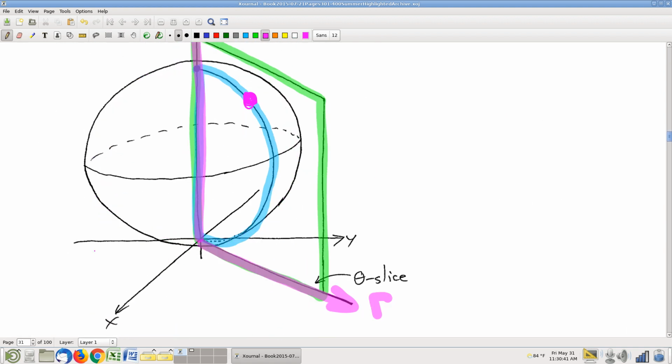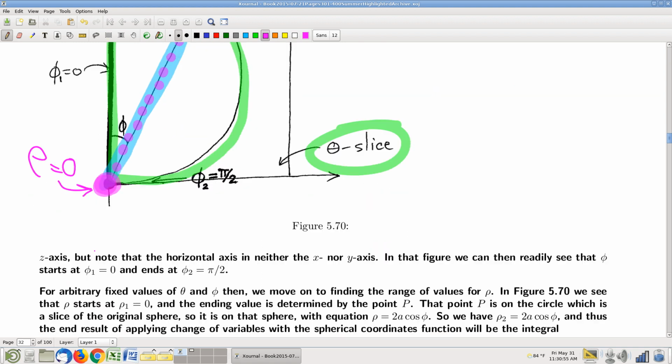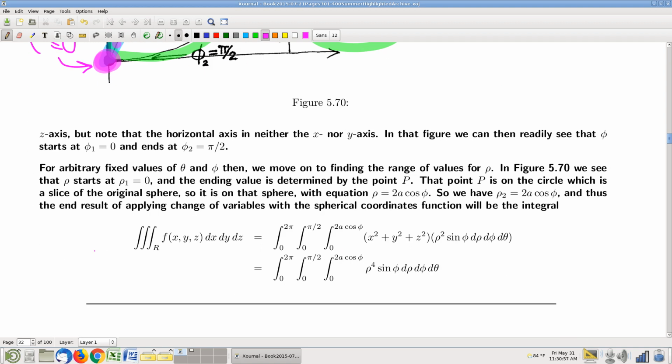theta goes from 0 to 2 pi. Phi goes from 0 to pi over 2, and then rho goes from 0 to 2a cosine phi. And we've got all that right here. Let's see that in the picture here. So theta goes from 0 to 2 pi. Phi goes from 0 to pi over 2. Rho goes from 0 to 2a cosine phi. That's all the stuff that we just worked out.